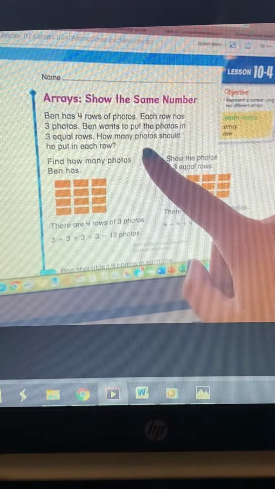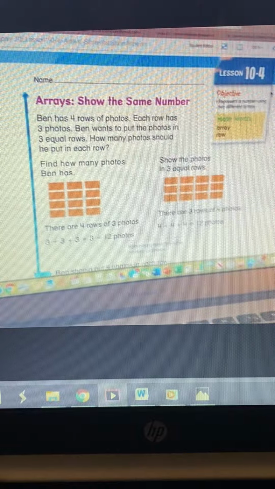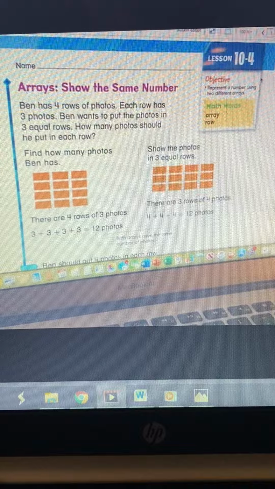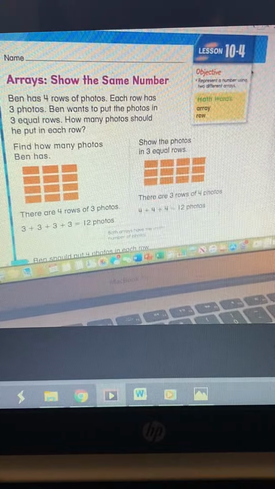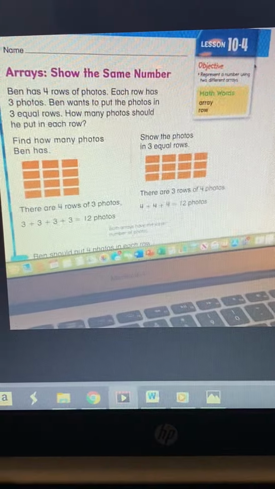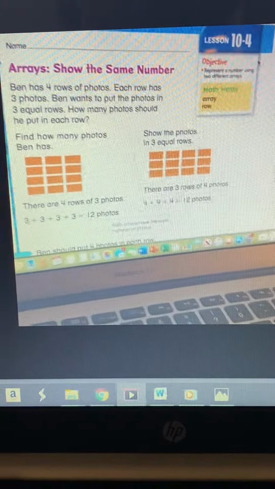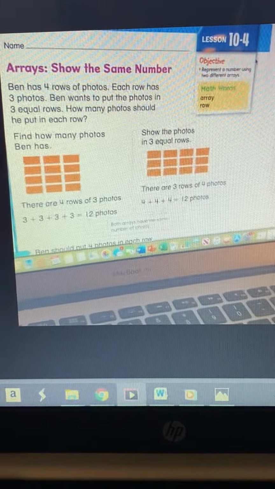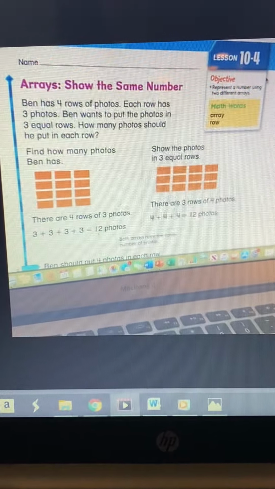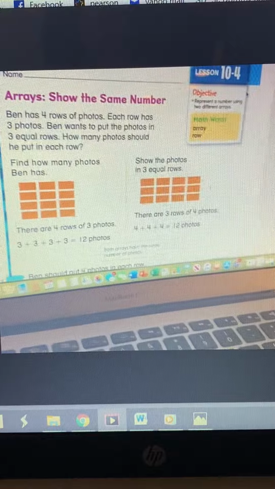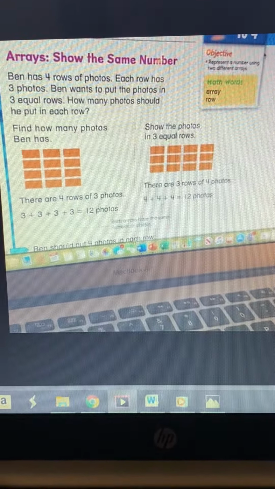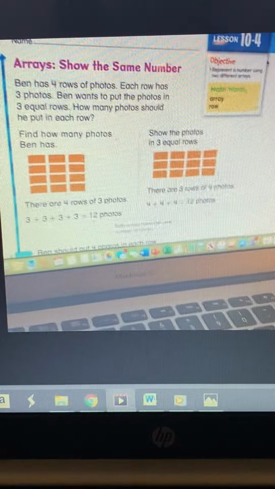So in our math problem, it shows Ben has 4 rows of photos. Each row has 3 photos. Ben wants to put the photos in 3 equal rows. How many photos should he put in each row? So the first thing I would do is circle the important numbers in this word problem, and then I would underline the question. The question is, how many photos should he put in each row?